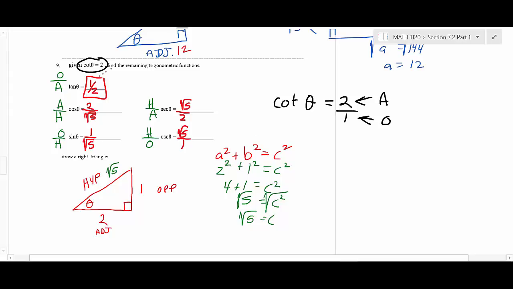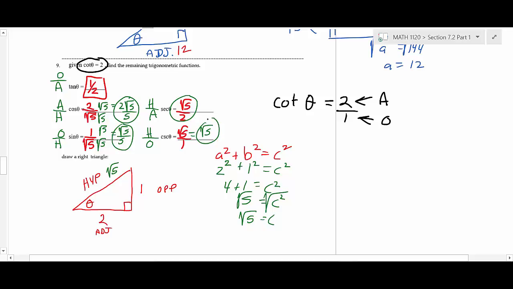So if you got that down, then when you're rationalizing the cosine, you multiply by root 5 over root 5, so you'll get 2 root 5 over 5 for the cosine. And then there's your secant. The sine you also have to rationalize, so you do that, and that will be square root of 5 over 5, like that. Then the cosecant, you just put square root of 5, okay?